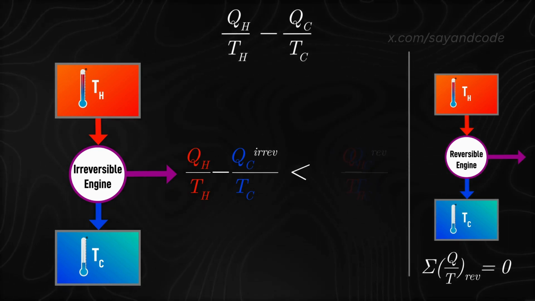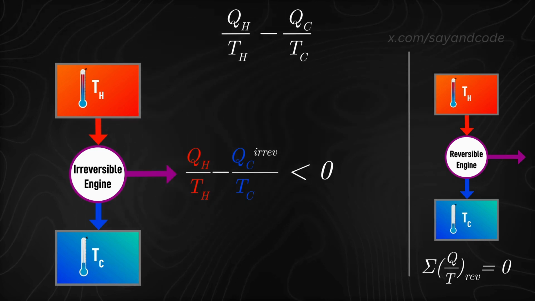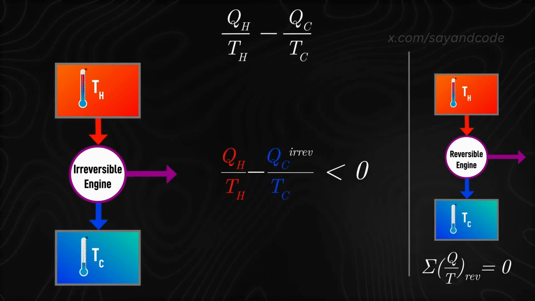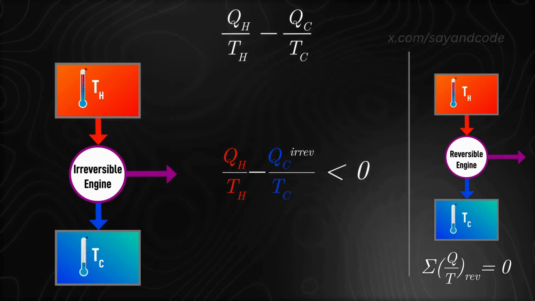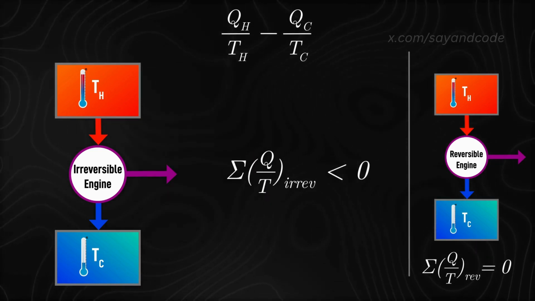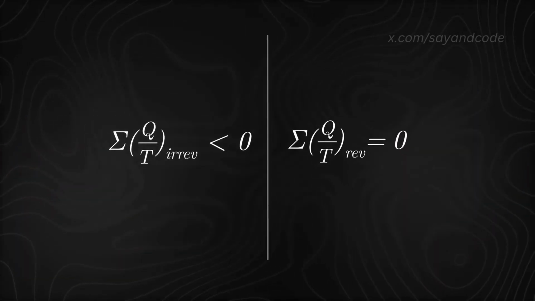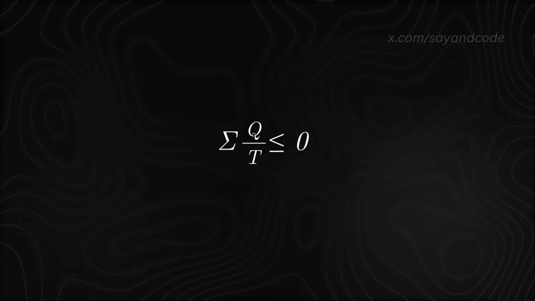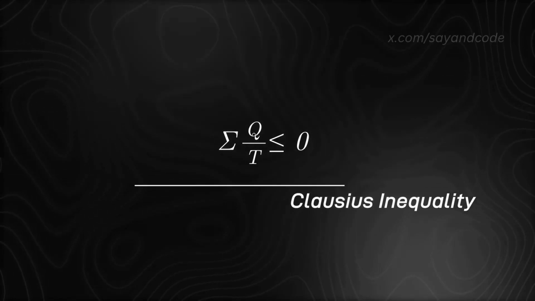But we already proved that this equation is equal to 0 for a reversible process. So for an irreversible engine, QH by TH minus QC by TC is always less than 0. Or in other words, sigma Q by T is less than 0 for an irreversible engine. Combining these two together, we get the general form, sigma Q by T is less than or equal to 0, which is known as Clausius inequality.